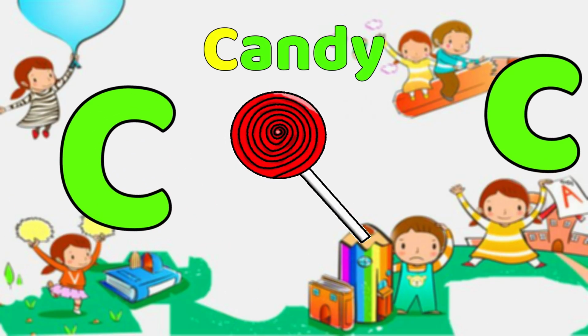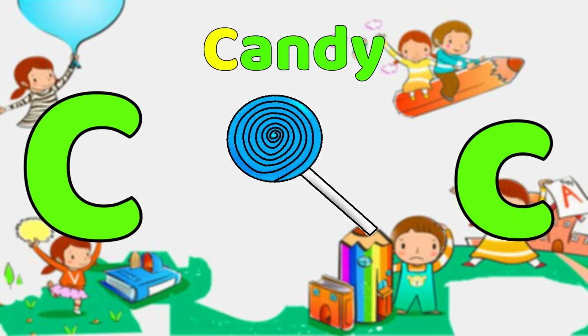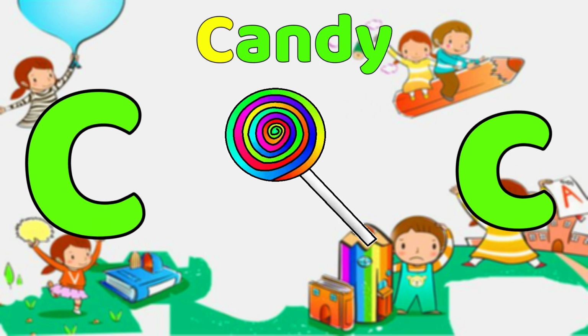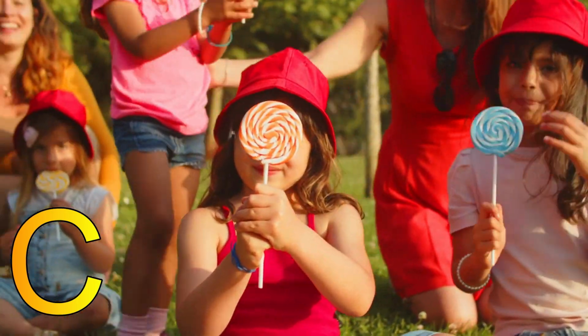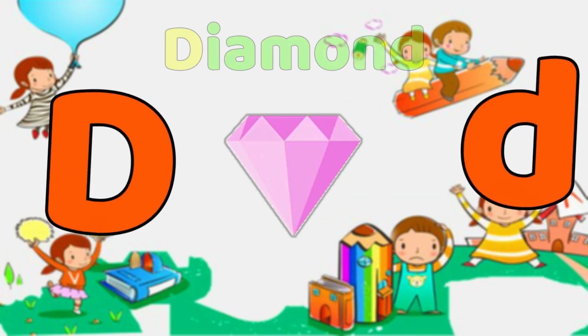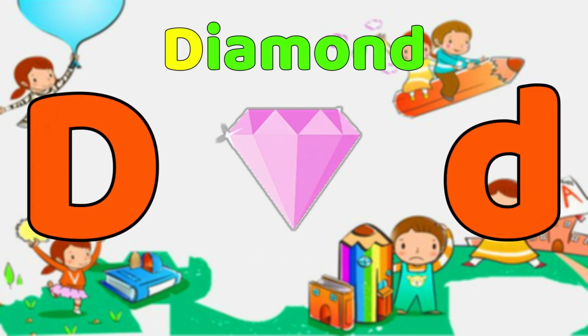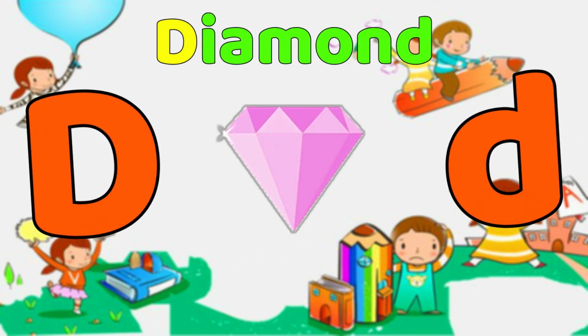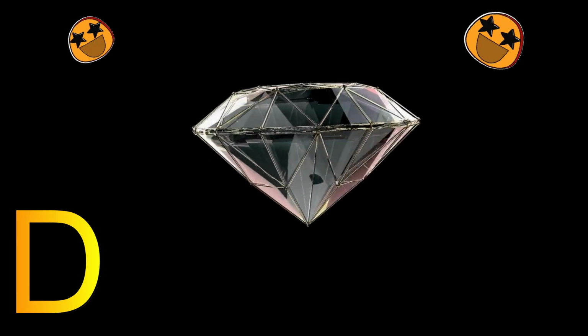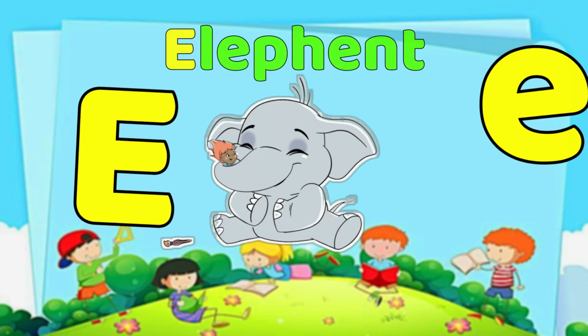C is for candy, c candy, c candy. D is for diamond, d d diamond, D diamond. E is for elephant.